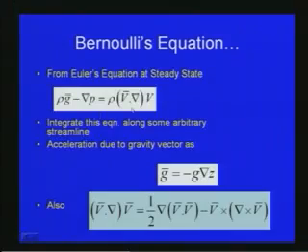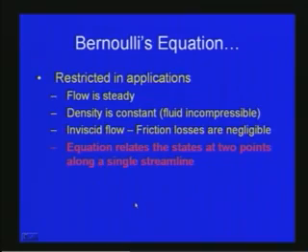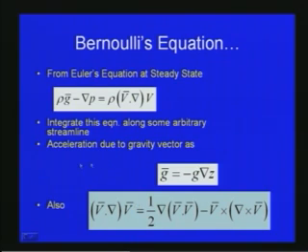Now we will derive the Bernoulli's equation based upon the Euler's equation, which we have already seen earlier. We have already seen the Euler's equation in vector notation. If we consider the flow to be in a steady state condition, then we can write rho g bar minus del p is equal to rho v bar dot del v. This is the Euler's equation at steady state. Now to get the Bernoulli's equation, we will be integrating this equation along some arbitrary streamline.